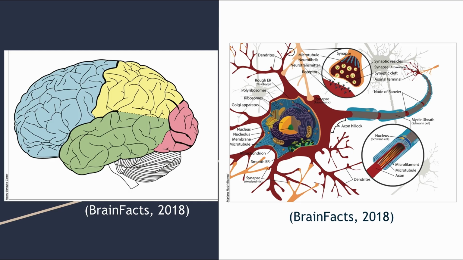For the brain parts, we can divide it into four big lobes. Those are called the frontal lobe, which is colored in bright blue here, the parietal lobe, which is colored in yellow, the occipital lobe, which is colored in red, and the temporal lobe, which is colored in green.